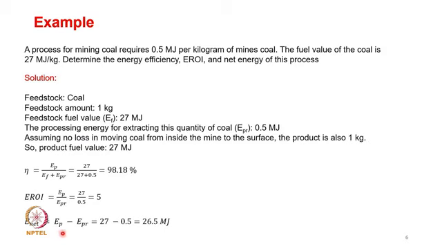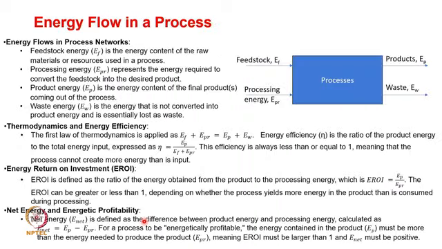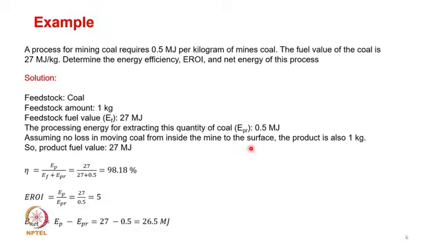So ENET is of course EP minus EPR. So 27 minus 0.5, which will be 26.5 MJ. So we have just done some of these basic calculations as an example.